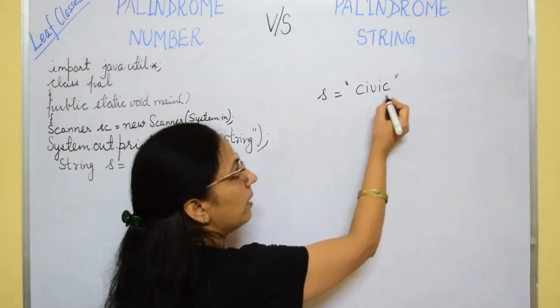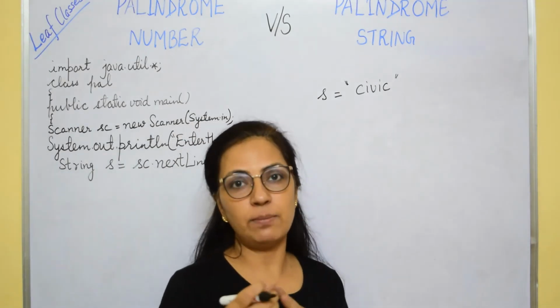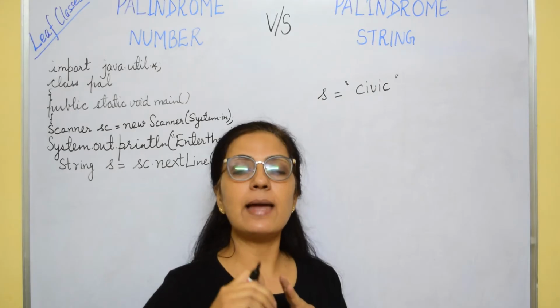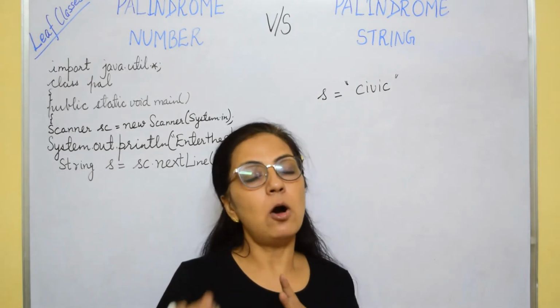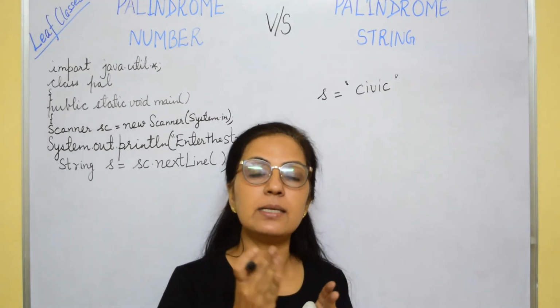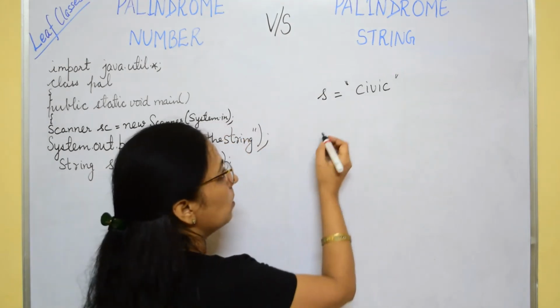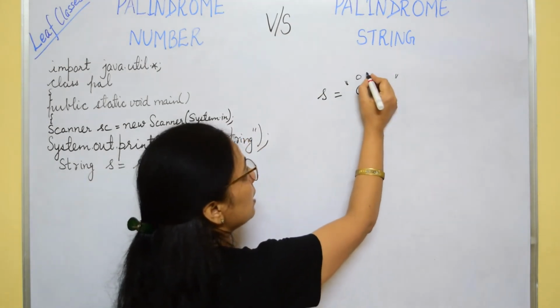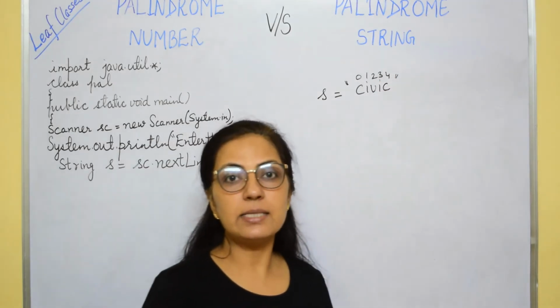Now for reversing we have two extraction methods here. We can extract the characters from left to right one by one, or right to left, but we will be storing the characters from right to left only. Okay, let me tell you. Now if this is 0, 1, 2, 3, 4, these are the index numbers.